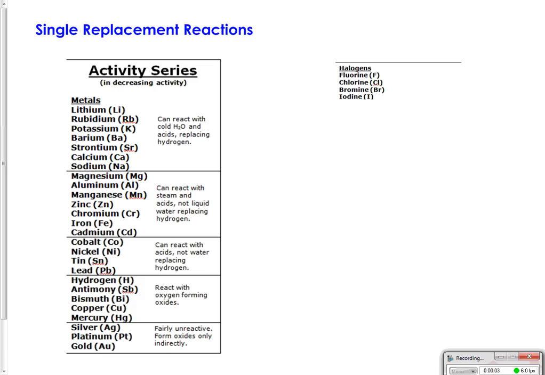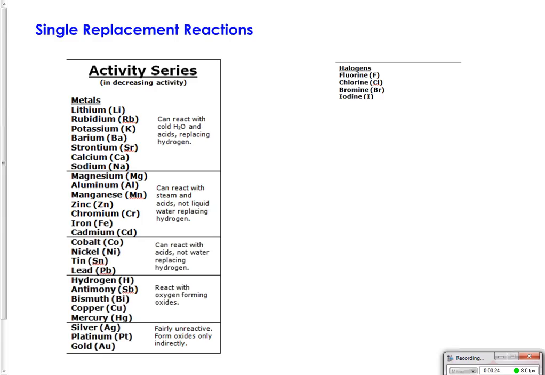In this video, we're going to teach you how to use the activity series of both metals and the halogens for single replacement reactions. So a big important factor that you need to realize is that we only use these two activity series for single replacement reactions. That's it. Don't use them on any other type of reaction.